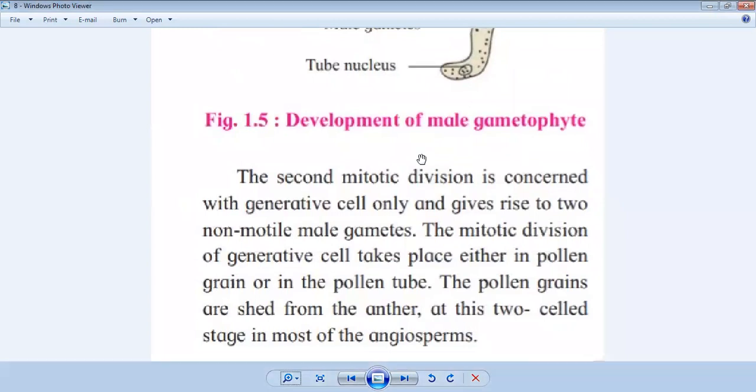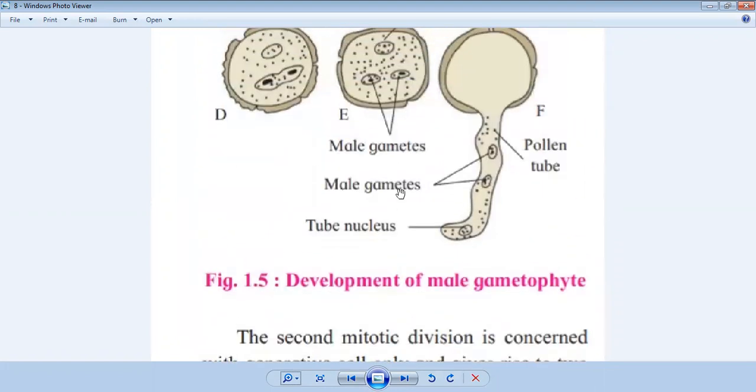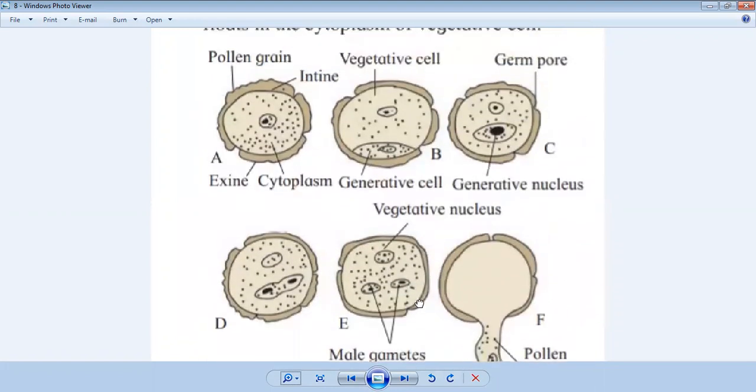Then the second mitotic division is concerned with the generative cell only and gives rise to the two non-motile male gametes. The mitotic division of the generative cell takes place either in the pollen grain or in the pollen tube. The pollen grains are shed from the anther at this two cell stage in most of the angiosperms. So you can see here the development of male gametophyte.